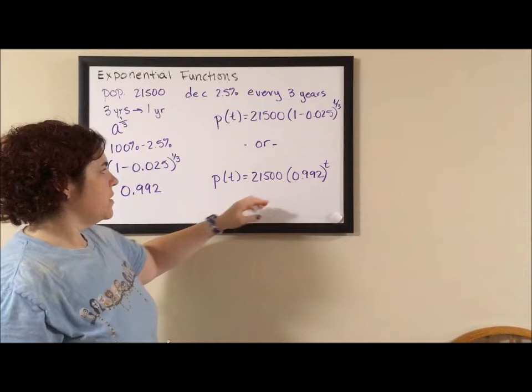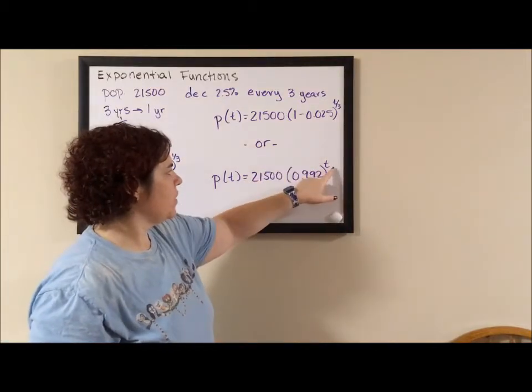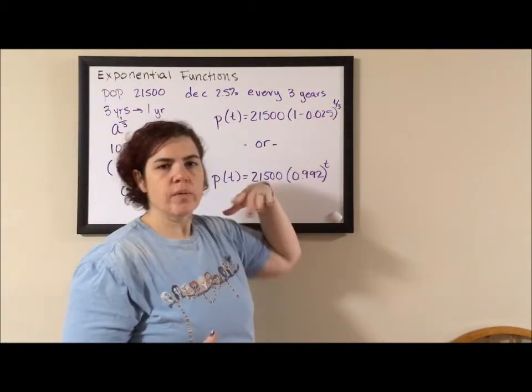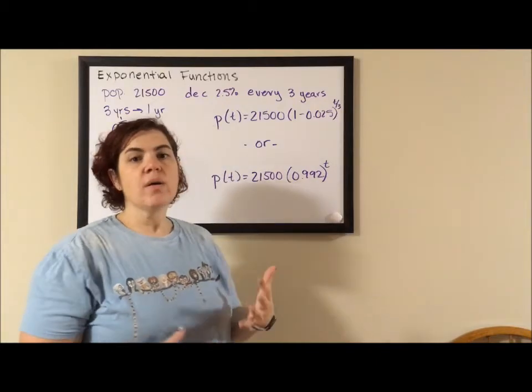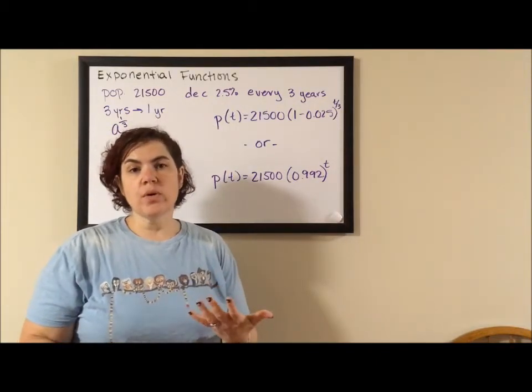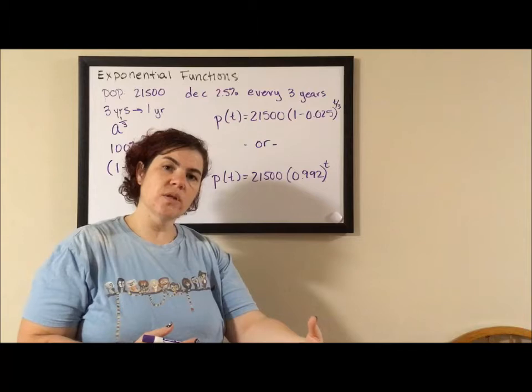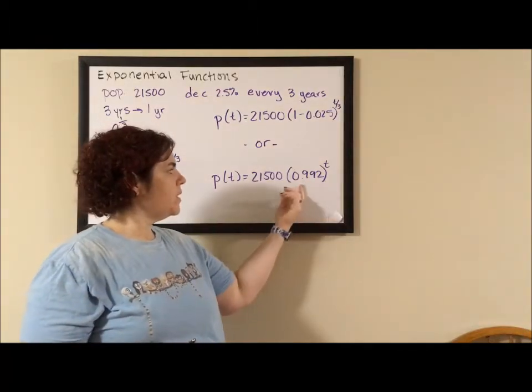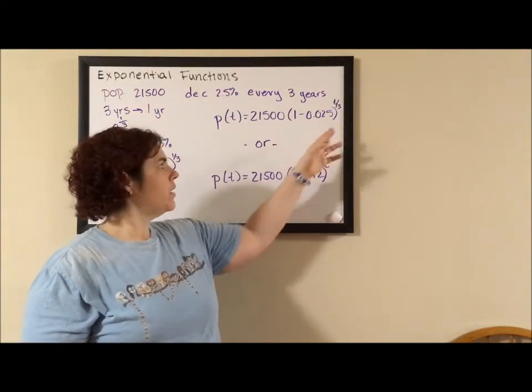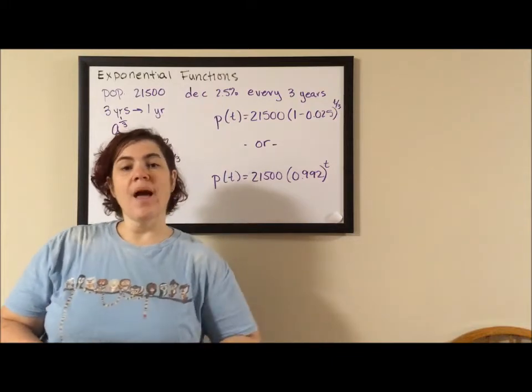If you think about it, since this is 1/3 of this, if we put in 3 here and we put in 3 here, we would end up at the same place. So both equations allow you to put in t in terms of years. One, we just did the manipulation beforehand, and one, we do the manipulation after.